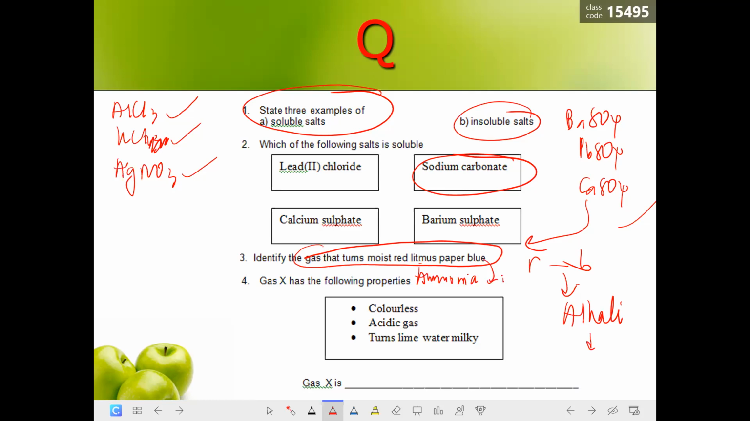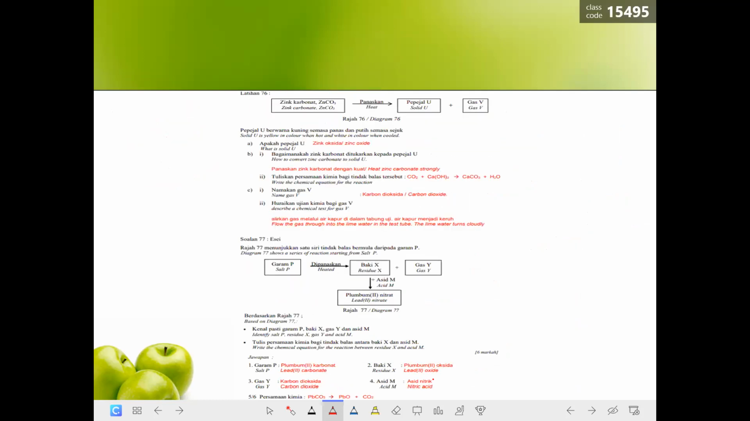Okay. So these are some things that you must memorize. Actually, a few slides before I touch on this. So go and read up yourself. Teacher cannot cover everything in such a short period of time. So please do read up. Okay, what is colorless, acidic, and turns lime water milky? Carbon dioxide gas. Correct, very good.